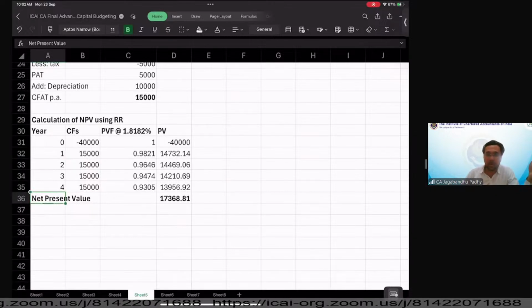Obviously, when we take into account the impact of depreciation, which is a non-inflation item, there the numbers will be different. There you cannot say that they are matching with each other.